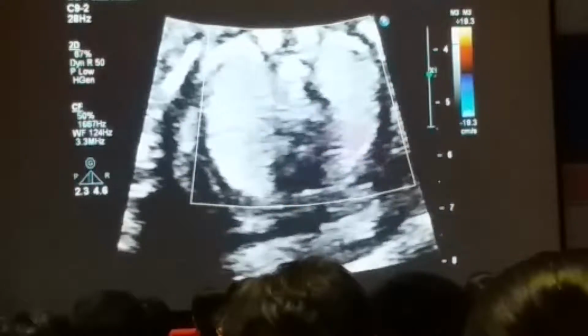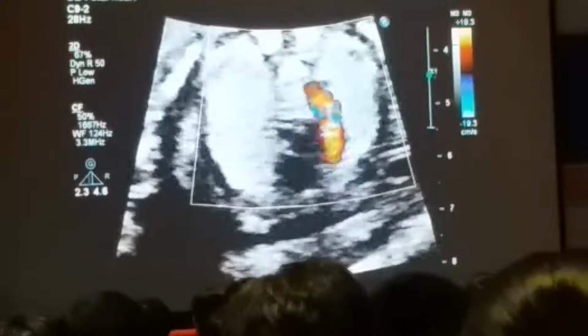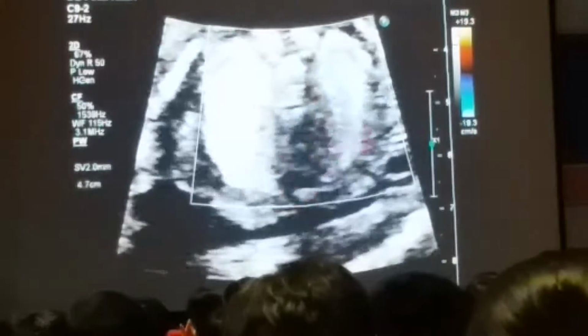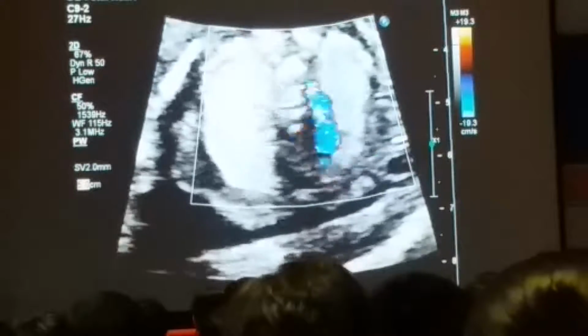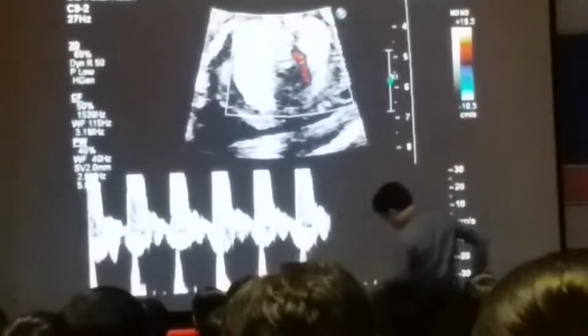There's the whole main pulmonary artery going to the ductus, okay? So now we're looking at the arterial duct here. So you see how much higher it is.